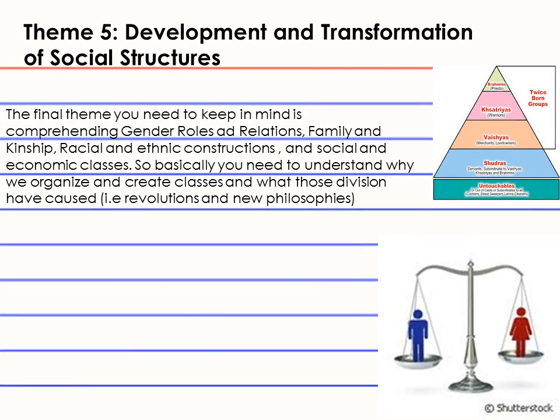Fifth, development and transformation of social structures. So how we socially interact, like gender roles, relations, family kinships, racial and ethnic constructions, and social and economic classes. So you need to understand why we organize ourselves a certain way, why we create classes, what divisions are made, why the divisions are made, and what those divisions have caused. Whether they cause revolutions or creations of philosophies.